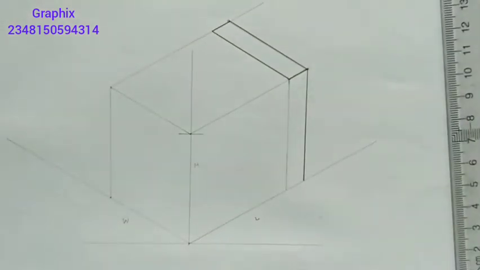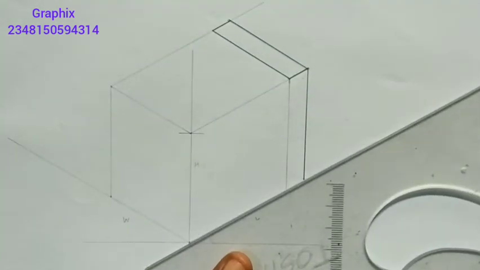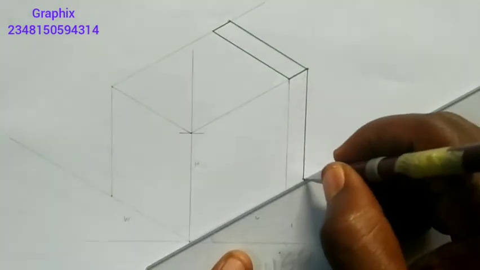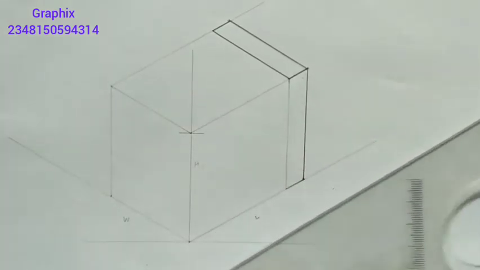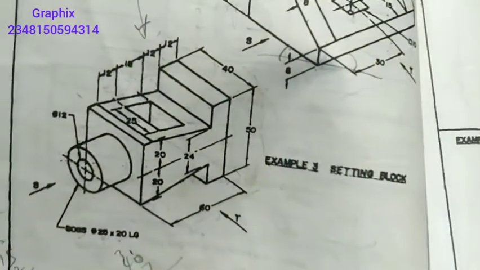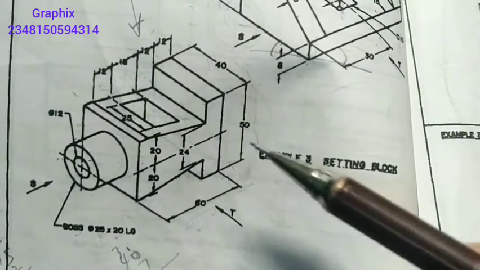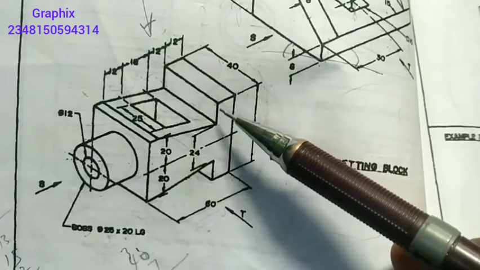So in doing that, I know very well that this point here is taken. So watch the diagram very well. That is taken. Now, the actual dimension is not given from this point to this point, neither is it given from this point to this point.